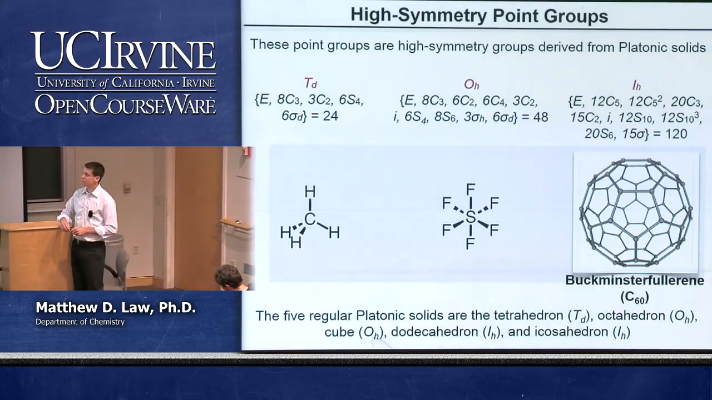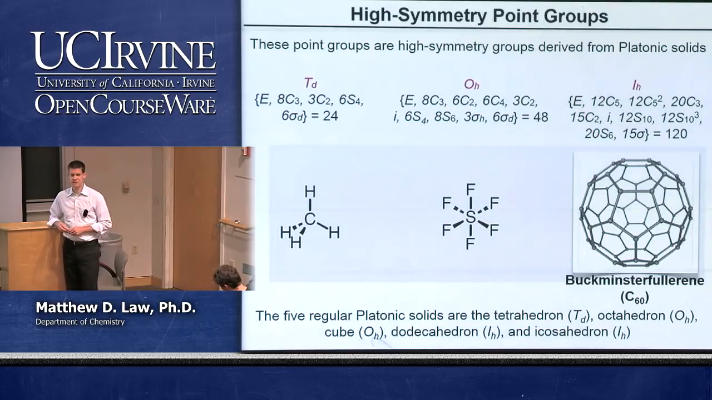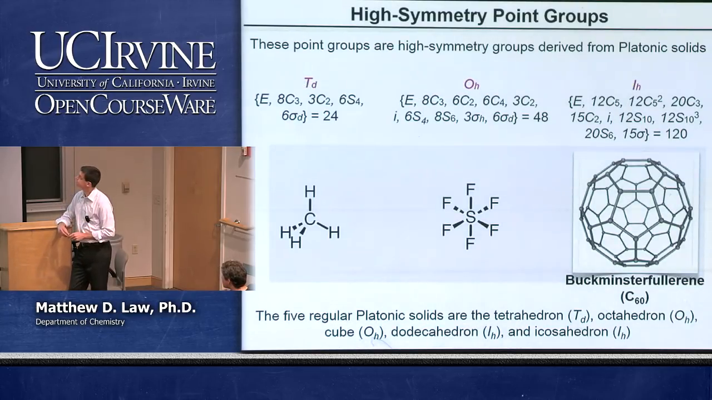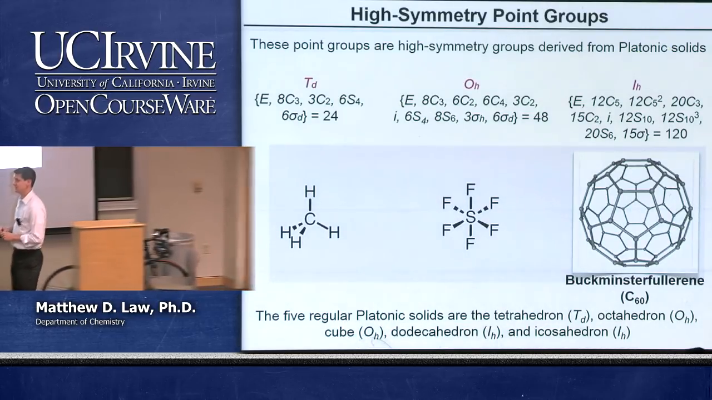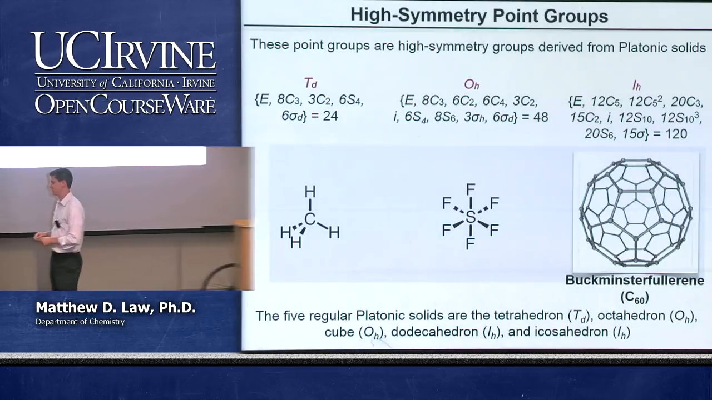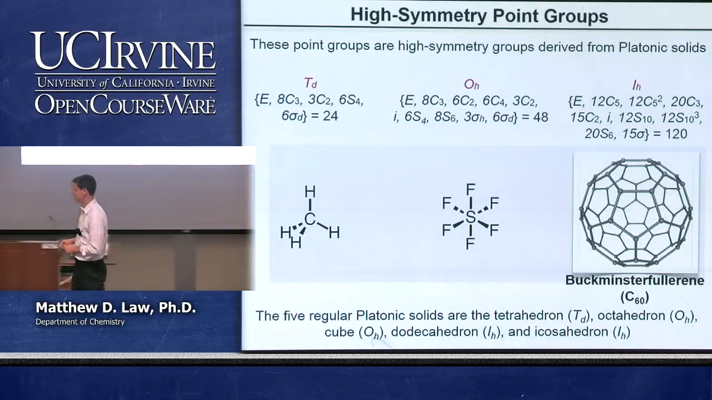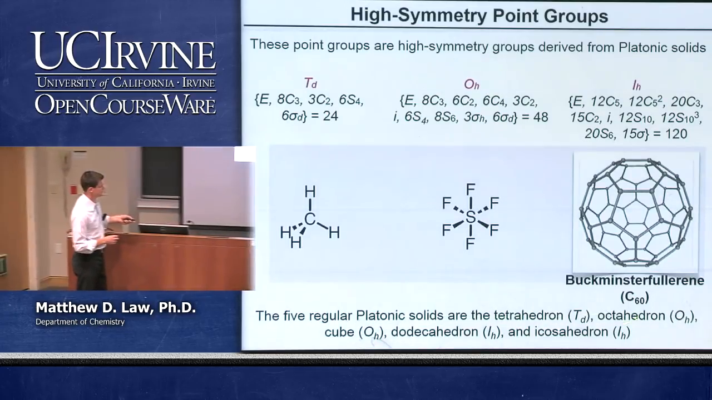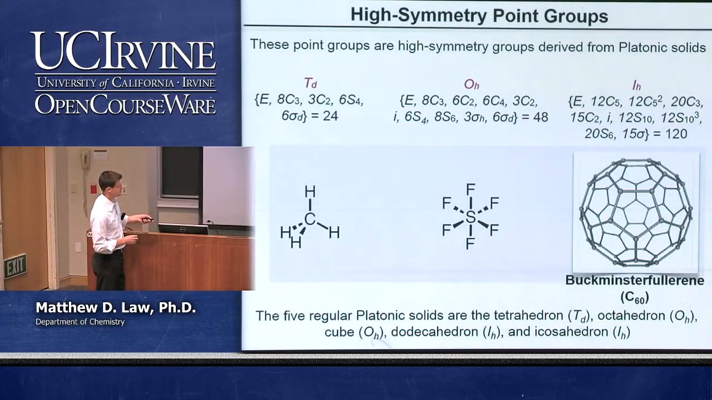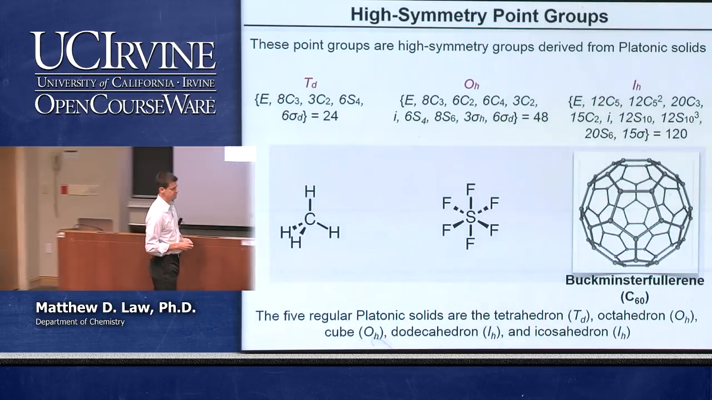There are three main types of high symmetry point groups: tetrahedral, which is usually for the highest symmetry, is called TD, octahedral, OH, and icosahedral, IH. These point groups are derived from the Platonic solids, the solids described and captured the imagination by Plato. So the Platonic solids are listed down here. There are 5 regular Platonic solids: tetrahedron, octahedron, cube, dodecahedron, and icosahedron. And I've labeled their point groups next to them.